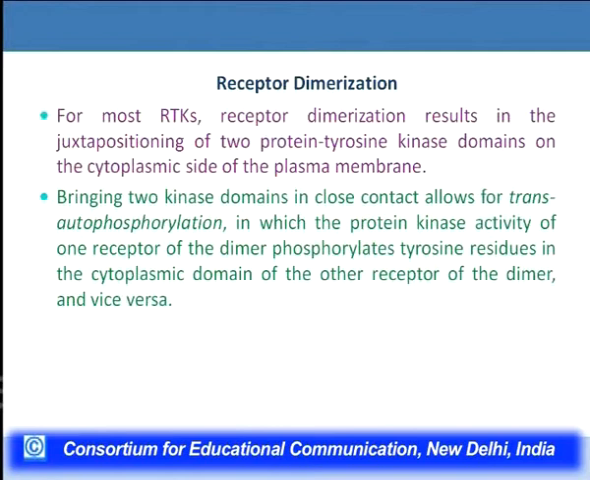That is, once the ligand binds, two receptors come in close proximity to each other, and this leads to a change in conformation, which brings the protein tyrosine kinase domains of both the receptor molecules near to each other. And why is this important? These two domains are lying towards the cytoplasmic side, and this is very important because it leads to trans autophosphorylation, which activates the receptor molecule. When these two domains come in close contact, the protein kinase activity of one receptor leads to phosphorylation of tyrosine residues of the other receptor, and the kinase activity of the other receptor will lead to phosphorylation of tyrosine residues of the first receptor. So the end result is that for both the receptor molecules, tyrosine amino acids get phosphorylated.